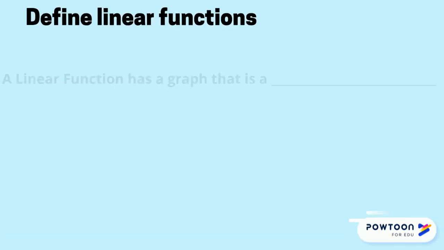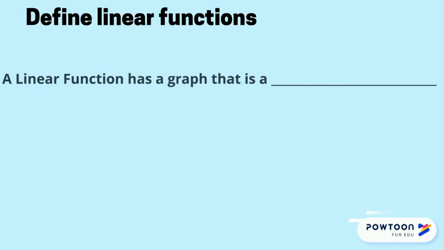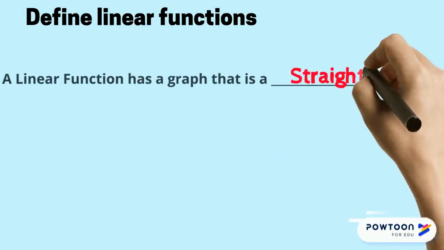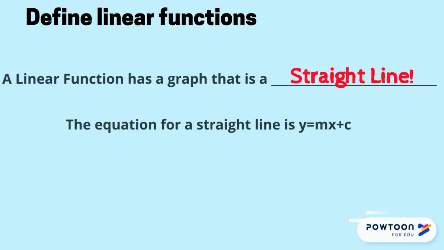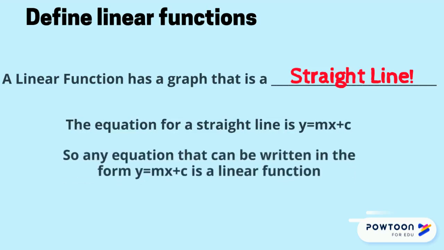A linear function is just a function that has a graph of a straight line. That means that it will have the equation of y equals mx plus c. That's what we've been working with. If we're able to rearrange an equation to put it in the form of y equals mx plus c, that means that it is a linear function.